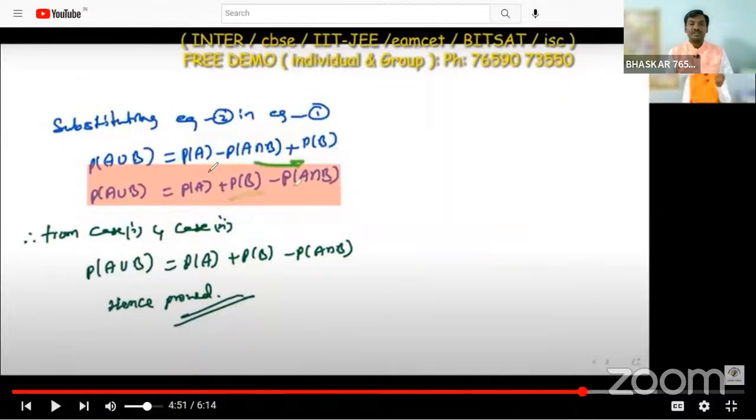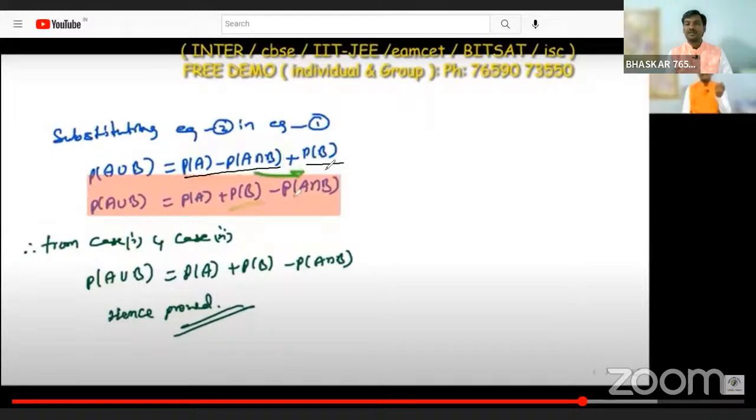Probability of A union B is equal to probability of A minus probability of A intersection B plus probability of B. Just rearranging them, probability of A plus probability of B minus probability of A intersection B. From case 1 and case 2, probability of A union B is equal to probability of A plus probability of B minus probability of A intersection B. Hence, it is proved.